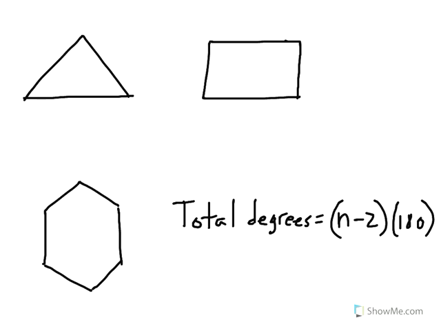Okay, in this video I'm going to show you how to use what I call the Polygon sum formula. Okay, and it's written down here, total degrees equals n minus 2 times 180. Well, let me explain to you what that really represents.